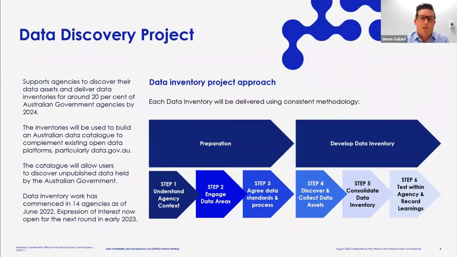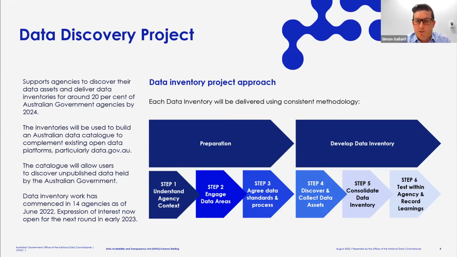The discovery project is how we're delivering these data inventories. We're looking at up to 20% of Australian government agencies by 2024. So that's about 45 agencies over the next couple of years. We're working with 14 as of the end of June, and we're looking at something like 25 by the end of this year.